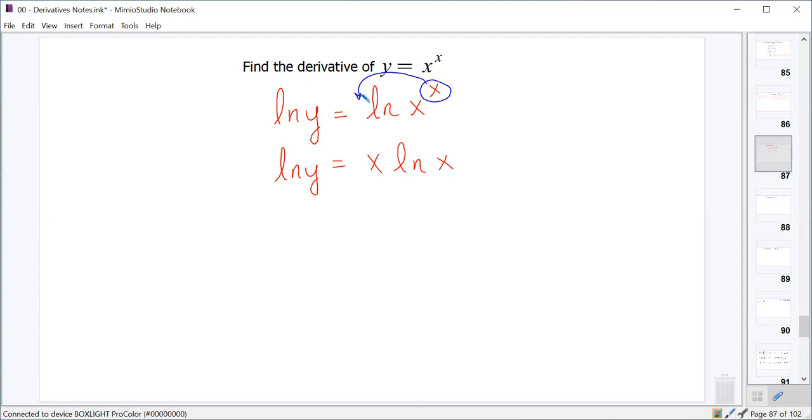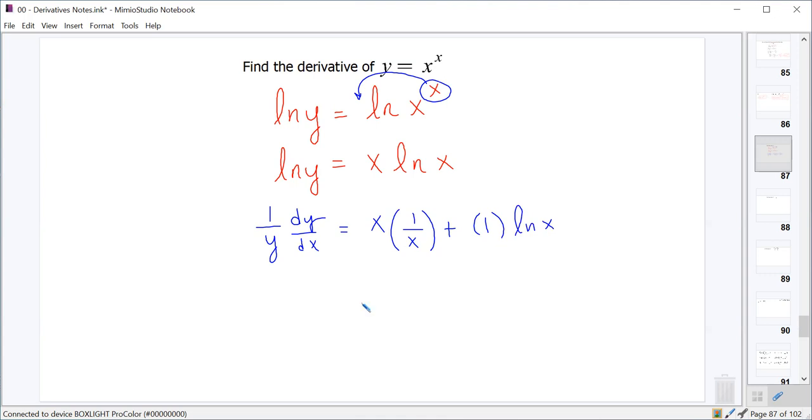And we should be able to take the derivative of both sides of this with respect to x, giving us 1 over y dy dx is equal to the derivative of x times natural log of x, which is going to require us to use the product rule. So it'll be x times the derivative of natural log of x, 1 over x, plus the derivative of x times natural log of x.